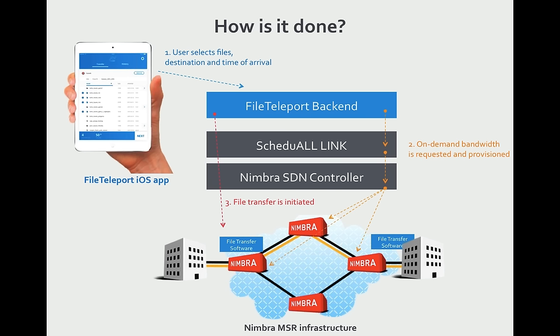As a last step, the backend tells the FileCatalyst software to initiate the transfer. And that transfer is being made, as you see on this high-level picture, between 2 locations. In those locations, you have, as I pointed out before, network-attached storage. So the file transfer software is reading from a local disk or a local drive connected to the local network and sending that across the wide area network where we have this connection set up throughout the Nimbra MSRs.